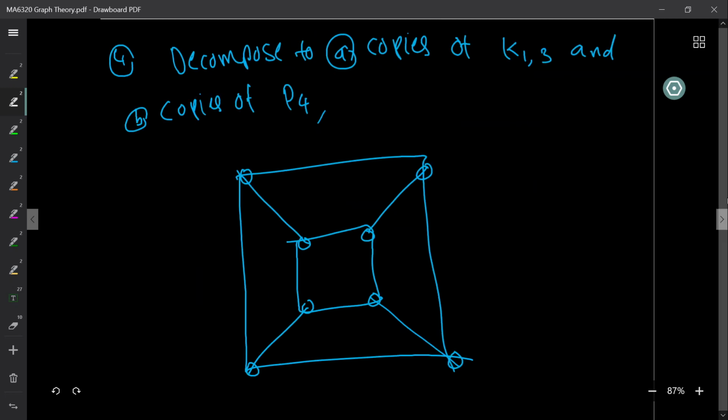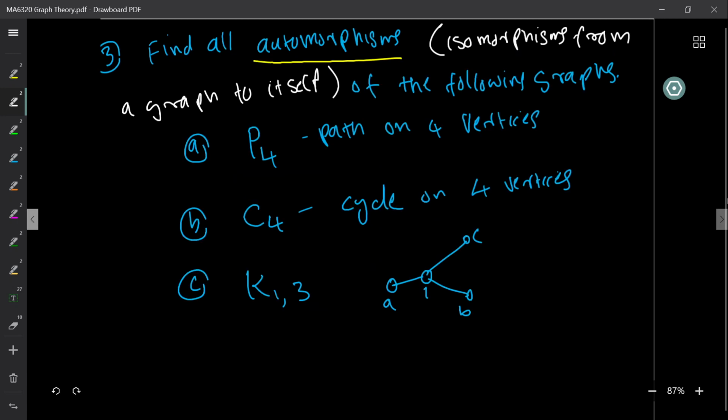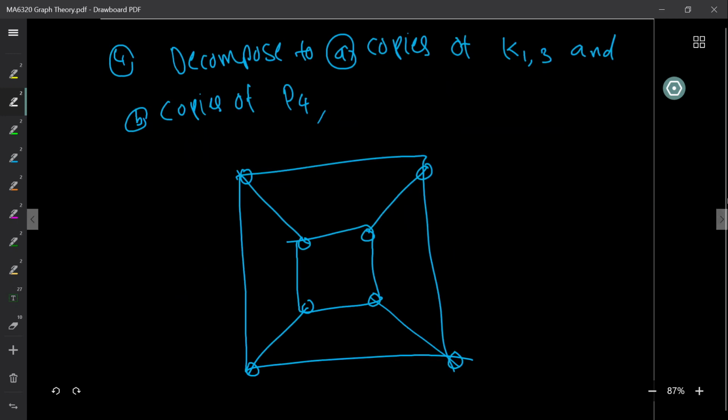Okay, and then the fourth question is to decompose the graph into copies of K_{1,3} and copies of P4. Okay, so decompose this following graph. Right. So this graph is called the cube. We will see why it's called the cube, and decompose it into copies of the graphs that we just saw before, right? K_{1,3}, this one, and copies of P4.